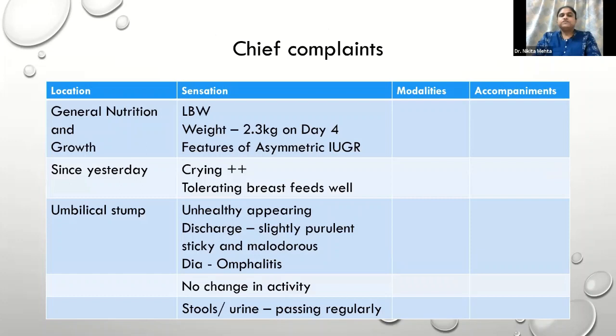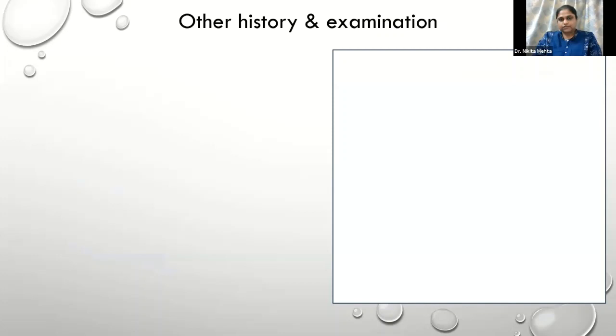If we see the chief complaints, it is basically that the general nutrition and growth of the baby is affected. It is LBW because the weight done on day 4 is 2.3 kg, and there are features of asymmetric IUGR. Since yesterday, the baby's crying has increased, but the baby is taking and tolerating breastfeeds well as of now. The umbilical stump shows the sign of omphalitis. There is no change in activity, and the stool and urine are passing adequately and regularly.